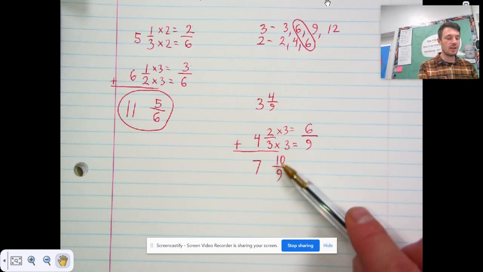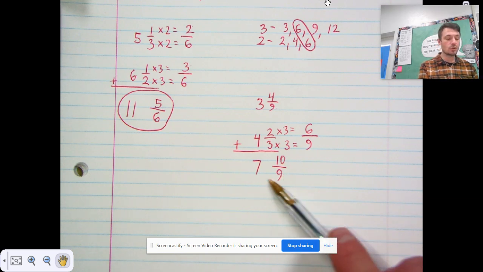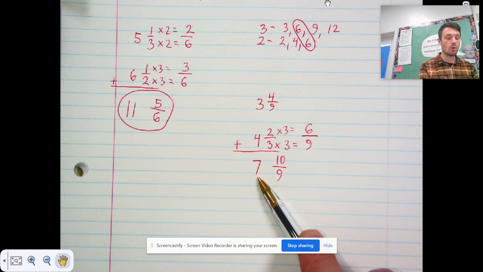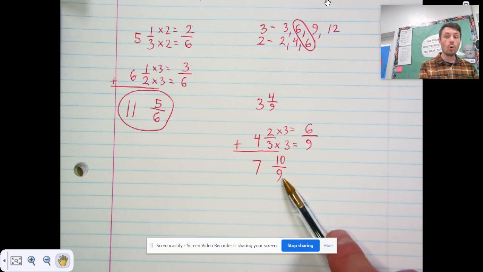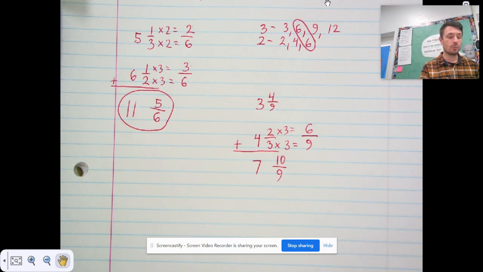So this says 7 and 10/9. That almost makes it sound like it's less than 8. But this is actually going to be more than 8, because I have 7 wholes. And then I have more than another whole for my fraction, 10/9. It's improper because it's written as a fraction, but it's actually a mixed number. It has a whole number part to it, and that part needs to be separated off.